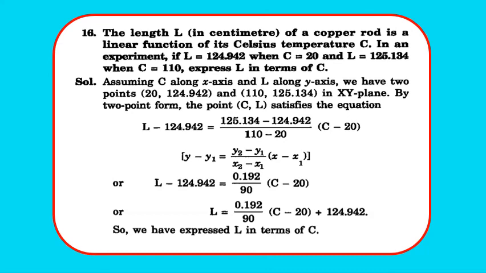So by using the 2-point form, we get L minus 124.942 equals (125.134 minus 124.942) upon (110 minus 20) into (C minus 20). We have used 2-point form, that is y minus y1 equals (y2 minus y1) upon (x2 minus x1) into (x minus x1). So simplifying, we get L equals 0.192/90 into (C minus 20) plus 124.942, which is the required expression. Clear? So pause and note down the solution.